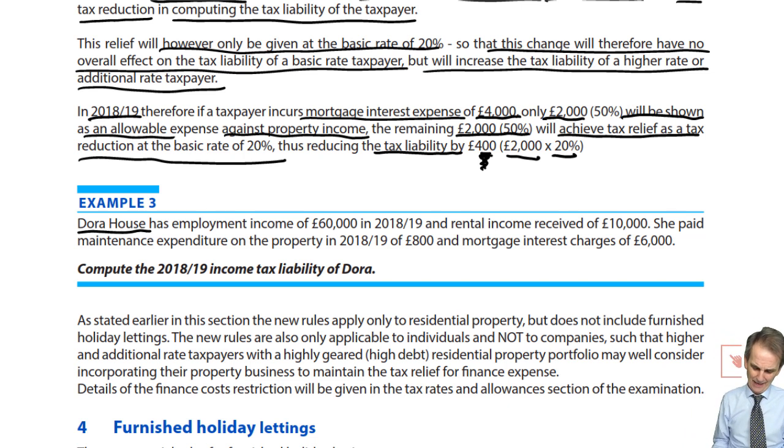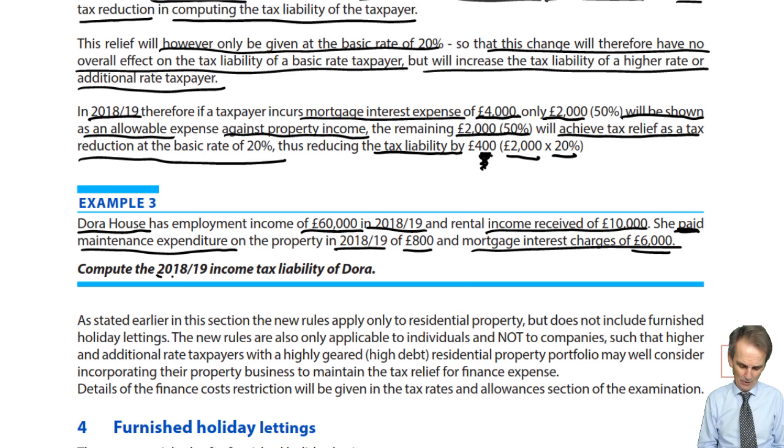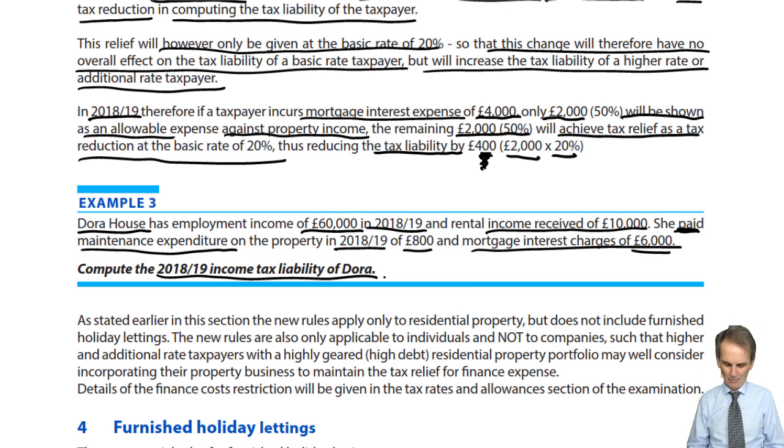Dora House has employment income of £60,000 in our 2018-19 tax year. Rental income received £10,000. She paid maintenance expenditure on the property in 2018-19 of £800 and mortgage interest charges of £6,000. Again, compute the 2018-19 income tax liability of Dora.